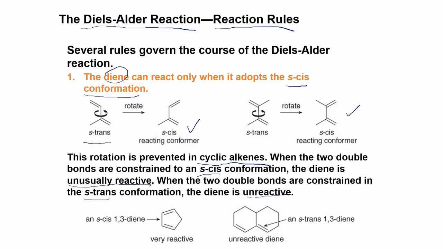Okay, let's say we look at this diene, which is adopting S-cis conformation. When it has S-cis conformation like this, the diene is very reactive, so it can undergo cycloaddition reaction. But if a molecule has S-trans like this, this is a very unreactive diene. So this compound will not participate in cycloaddition reaction.